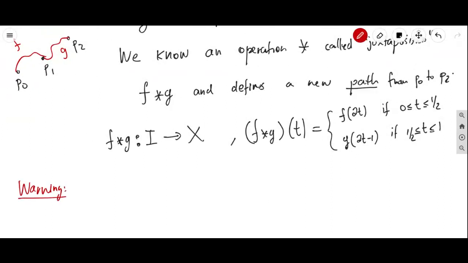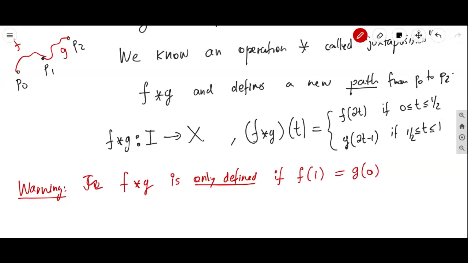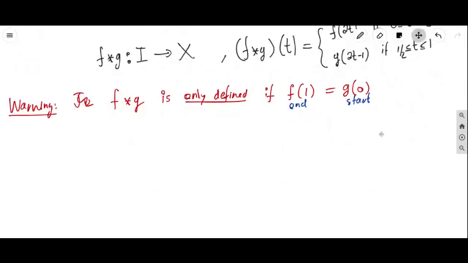Warning. Juxtaposition. So f star g is only defined if f of 1 is equal to g of 0. Right. So this is the end, and that's the start. The end of f has to agree with the start of g. Otherwise, you're not able to put them right next to each other and get a path out of that. Okay, so it's only defined.